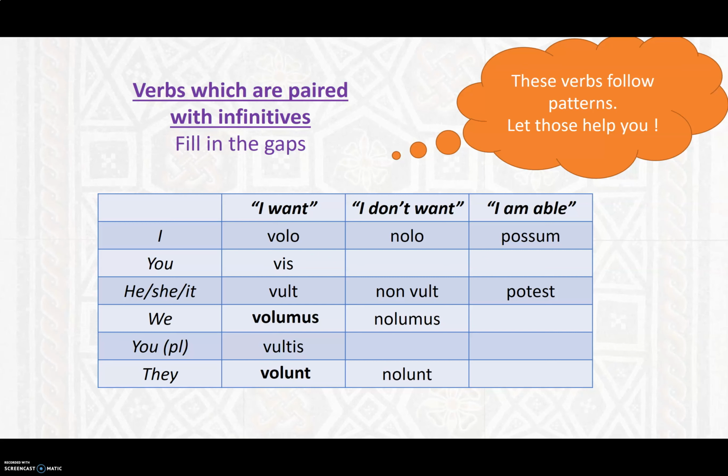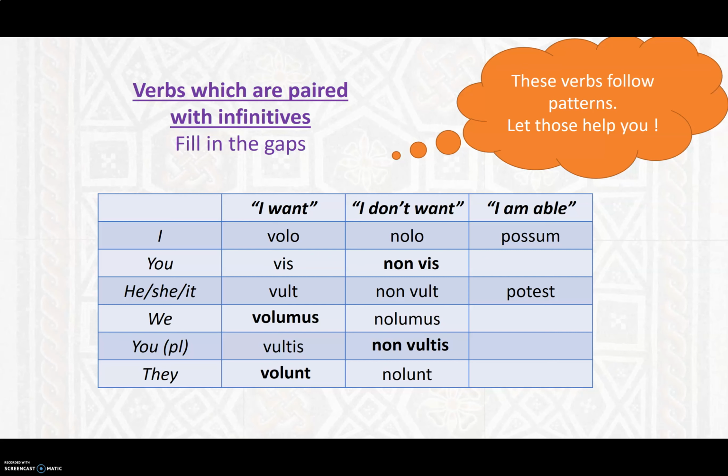So the you form, you might think, well, maybe it's something weird like nis, but it's not. It's very simple. This one is just non vis. So it's you want, just with the word not in front of it. And the you plural, same issue, non vultis instead of vultis.